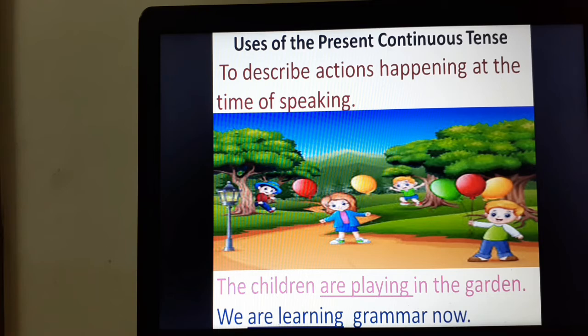Whereas, as you can see in the second sentence, we are learning grammar now, isn't it? So, learning grammar here expresses what is happening now. So, this is the very first use of the present continuous tense.